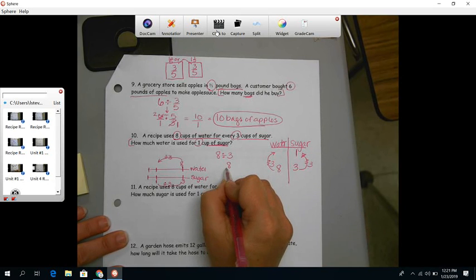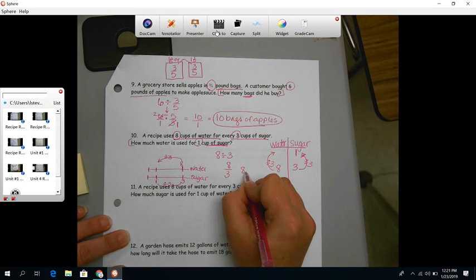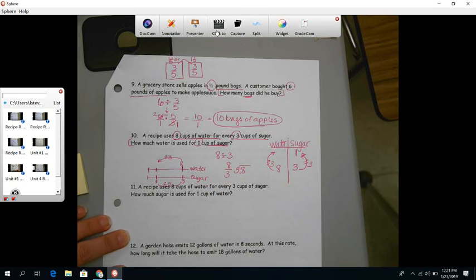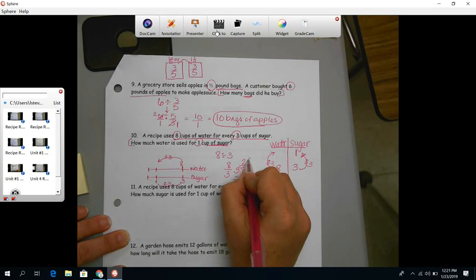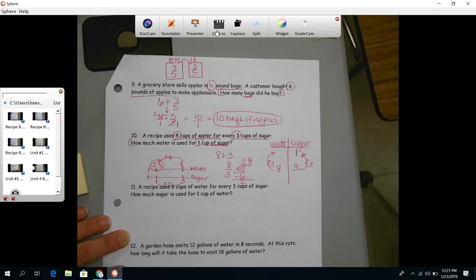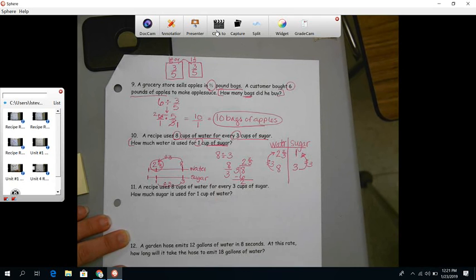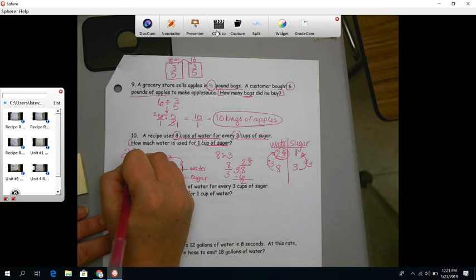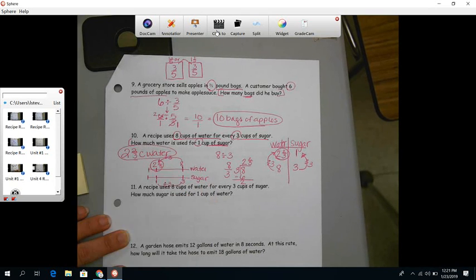If I write 8 divided by 3 as a fraction, I can immediately see that's an improper fraction, and I can divide 8 by 3. So 3 goes into 8 twice. 2 times 3 is 6. Subtract, we get 2. And that would leave 2 2/3. So my answer, I would need 2 2/3 cups of water to go with 1 cup of sugar. So my answer here, 2 2/3 cups of water equals 1 cup of sugar.